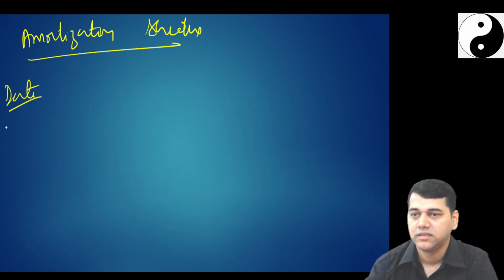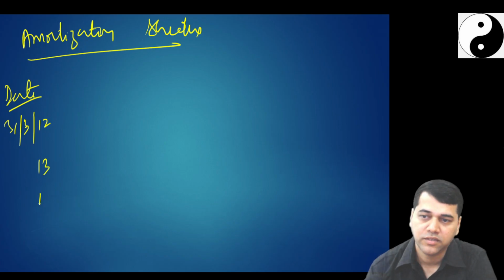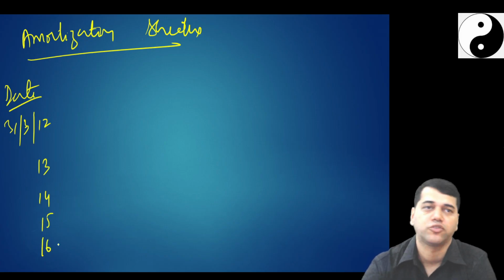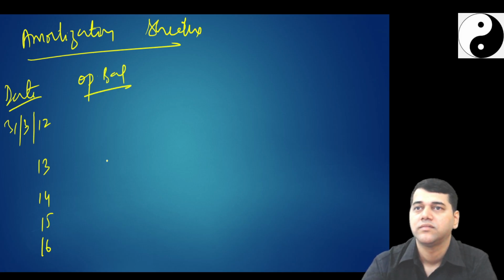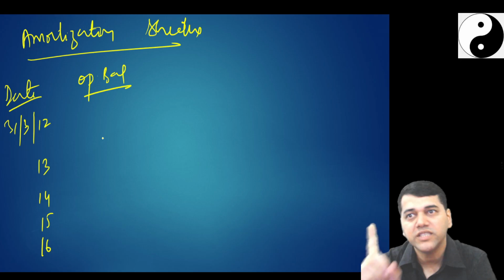Date: 31st March 12, 13, 14, 15, 16. This is a 5-year instrument. What was my opening balance? Where do we find this? You go to the journal entry.